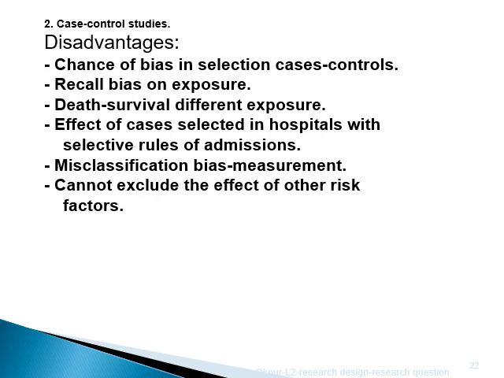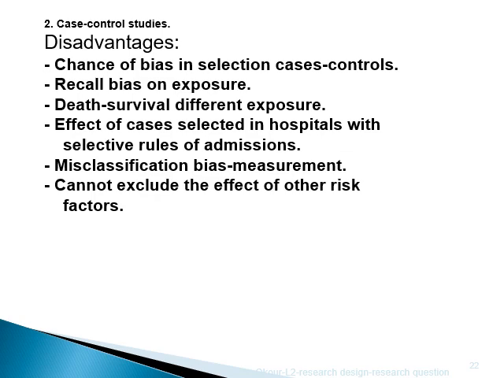This is regarding the cause effect. It means which one is happening before, because there might be a lot of recall bias by those cases. Did they smoke before getting the cancer or not, for example? So there will be chance of bias in selection of cases and controls, recall bias on exposure, death and survival difference in exposure effect, cases selected in hospitals with selective rules, admissions, and misclassification bias.